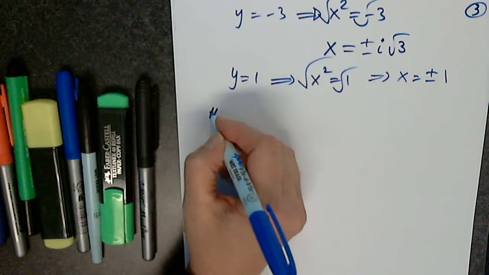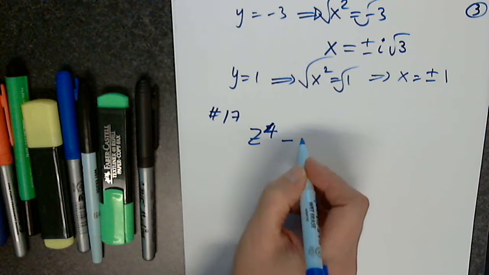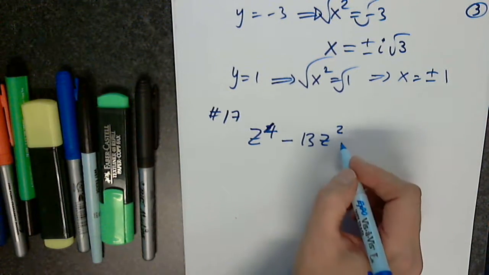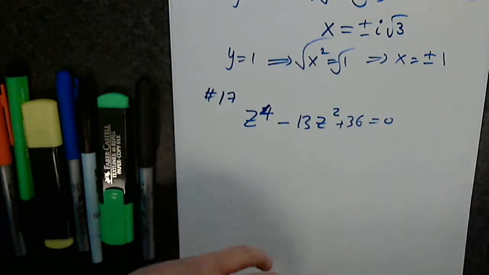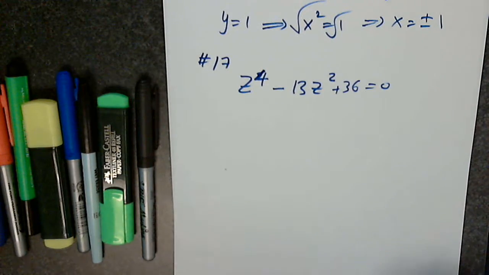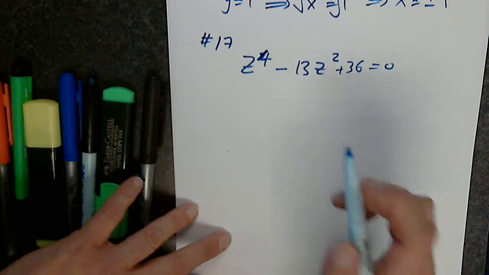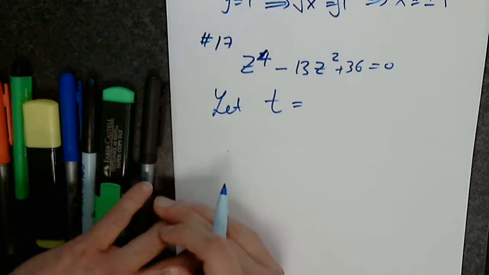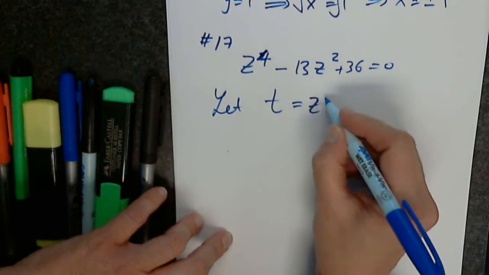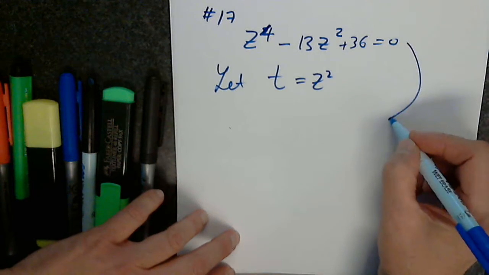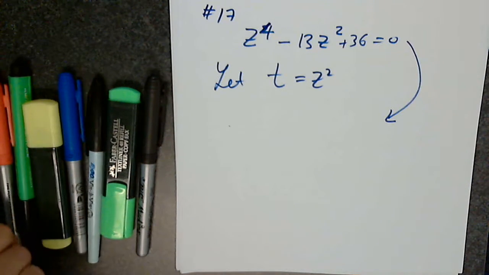Next one. 17. z to the 4th minus 13z squared plus 36 equals 0. Is this quadratic? No. How many solutions will it have? Excellent. But it's easier if I use a substitution. So I'm going to say let t, this time I like to use t, equals z squared. So what will be the new equation that I have to solve? Can anyone dictate the new equation? Very good.